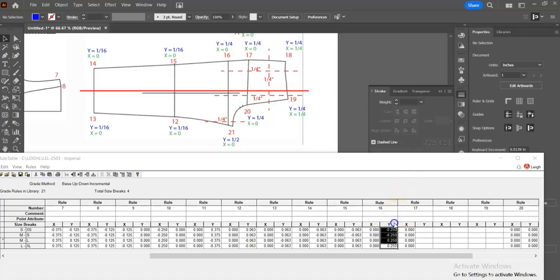I'm going to copy this to the 17 and to the 18y. For the 19y, I'm flipping my negatives, and I'm going to use this same y rule for my 20.